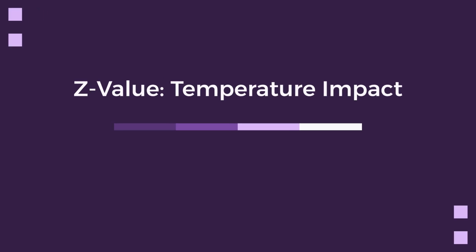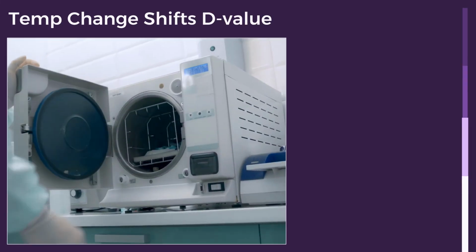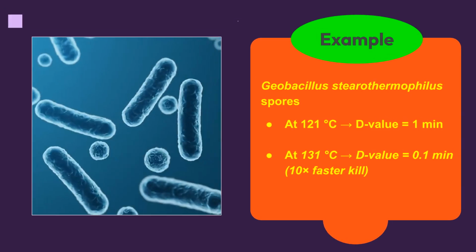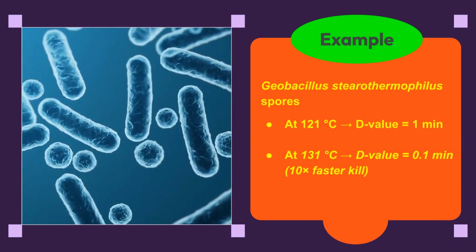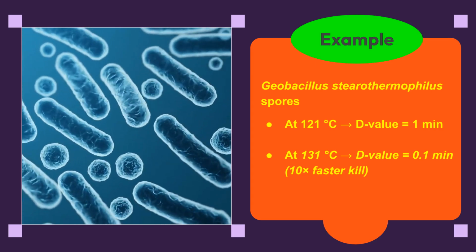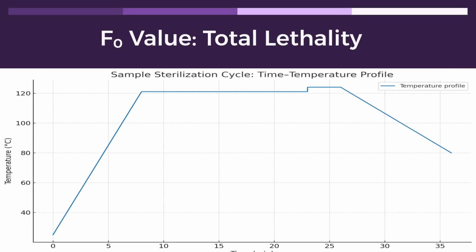Now what happens if we raise the temperature? That's where the Z value comes in. It's the temperature change required to shift the D value by a factor of 10. For steam sterilization, the Z value is typically 10 degrees Celsius. So if Geobacillus stearothermophilus spores take 1 minute to reduce at 121 degrees Celsius, then at 131 degrees Celsius, they die 10 times faster.